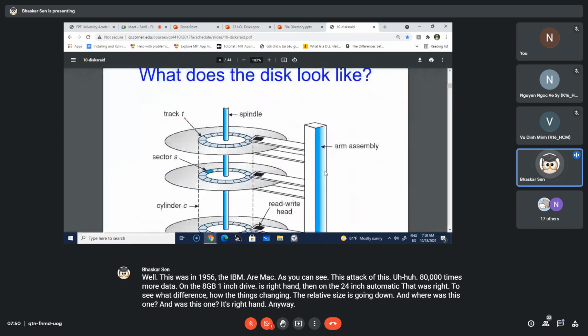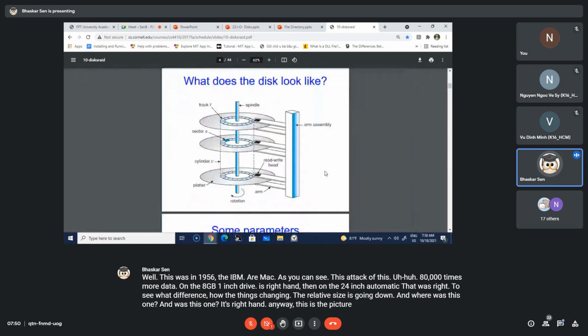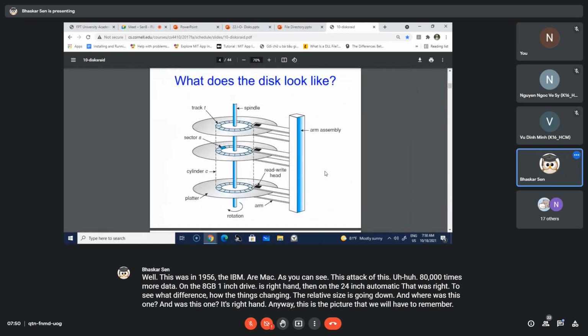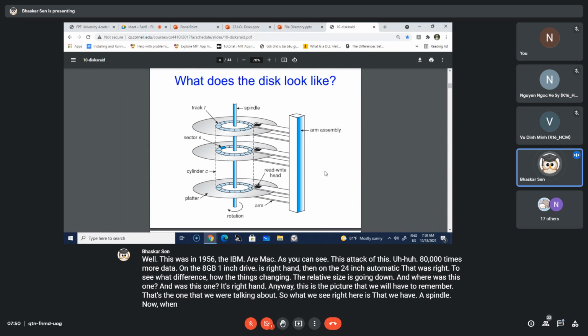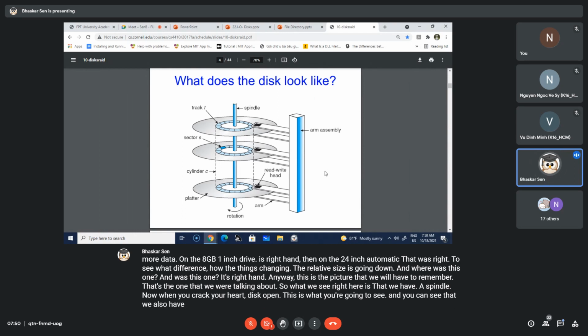Anyway, this is the picture that we will have to remember. That's the one that we were talking about. So what we see right here is that we have a spindle. Now, when you crack your hard disk open, this is what you're going to see. And you can see that we also have the concept of cylinder.